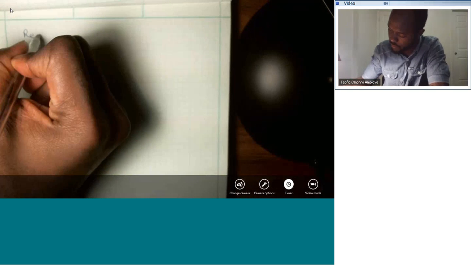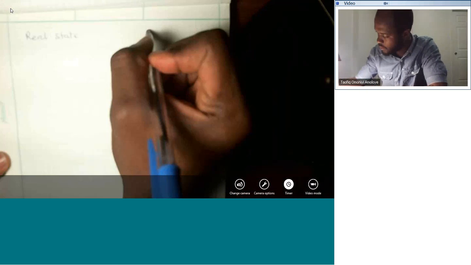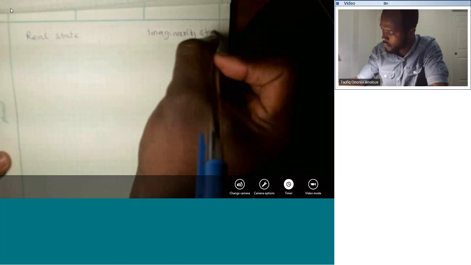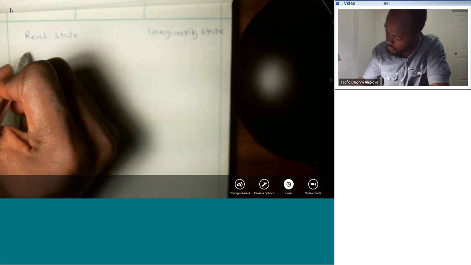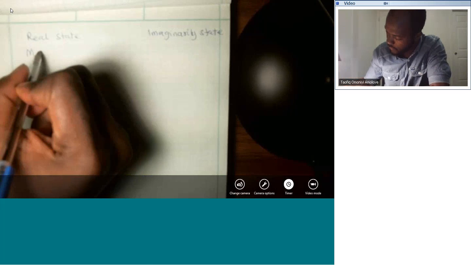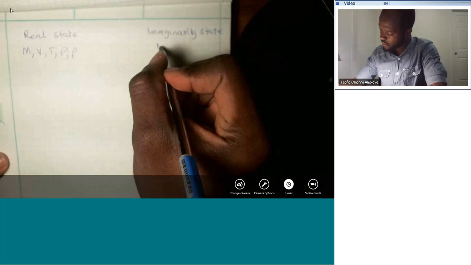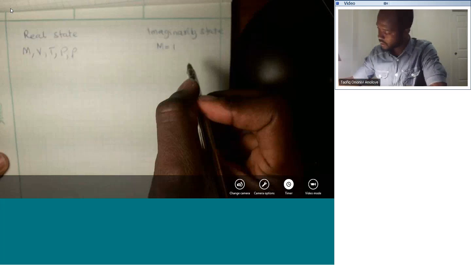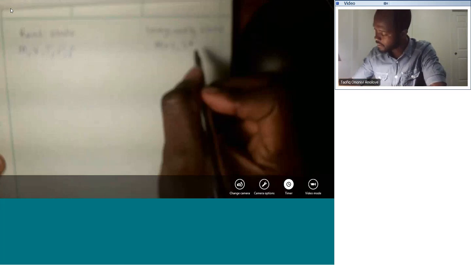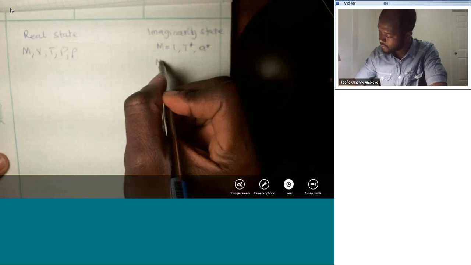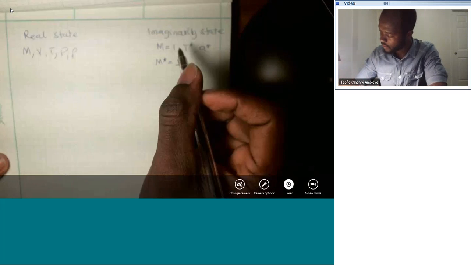So what we just talked about, this is the real state, and this is the imaginary state. In the real state, it has M, V, C, P, and rho. In the first imaginary state, its Mach number is equal to 1. Its temperature is T star, its characteristic speed of sound is A star, and the characteristic Mach number is V over A star.